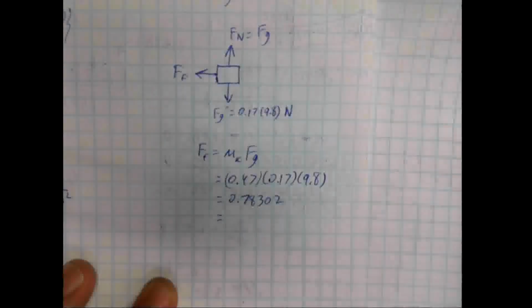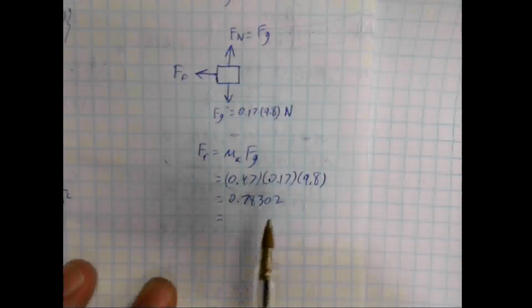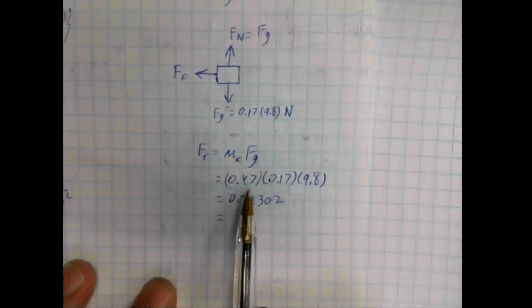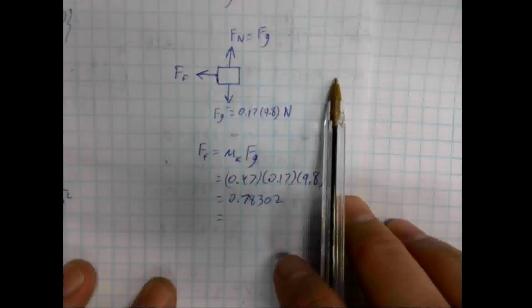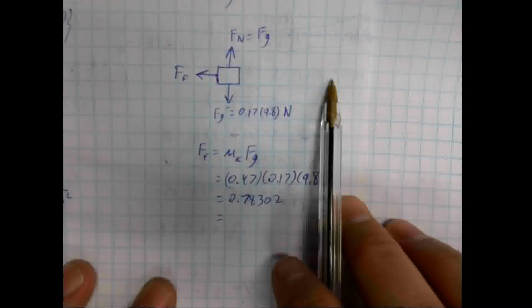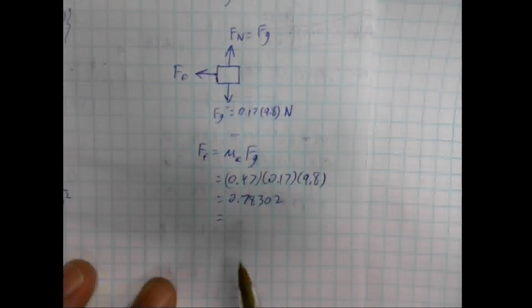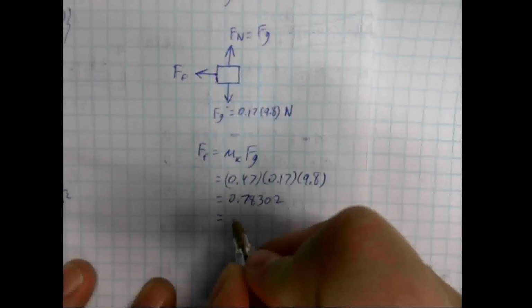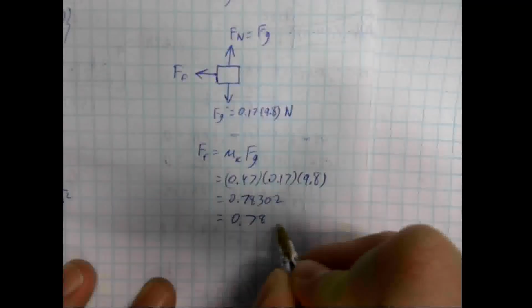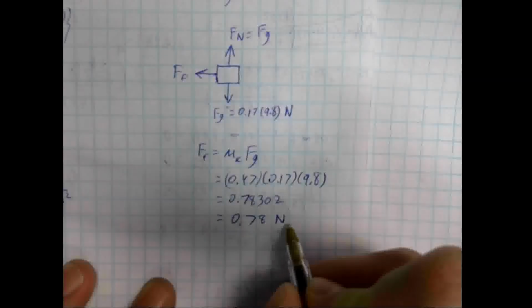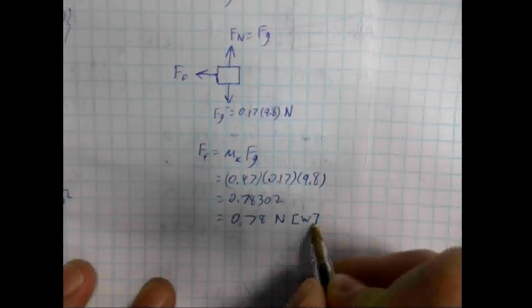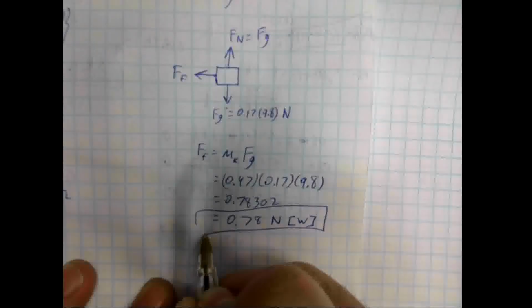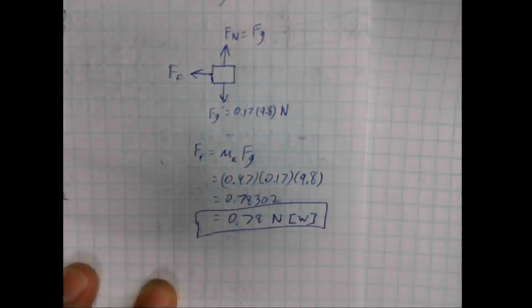Now, while you're not being marked on significant digits for the first quiz and test, just to show you how to do that, looking back at the question, my lowest number of significant digits is 2. In fact, all of the given information has 2 significant digits. So I'm going to write this as 0.78 newtons, and the direction is west. That's my answer for the kinetic friction.